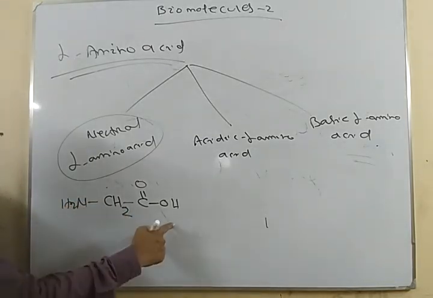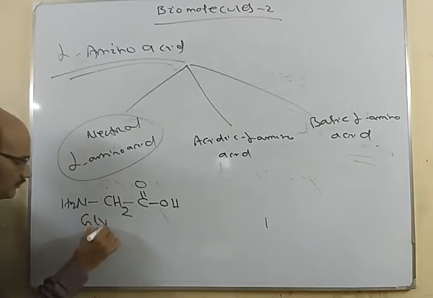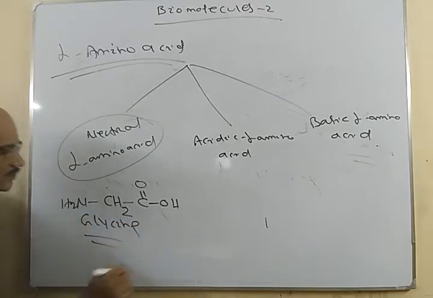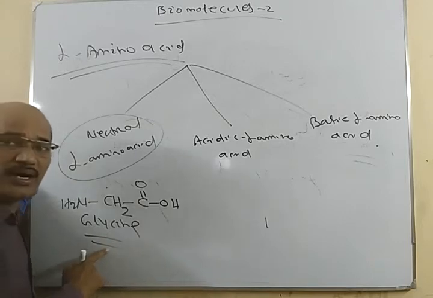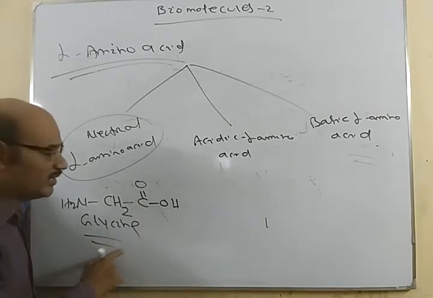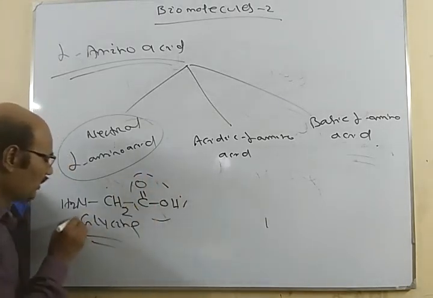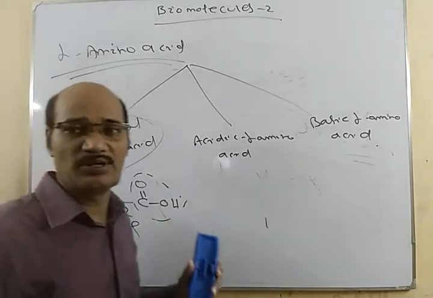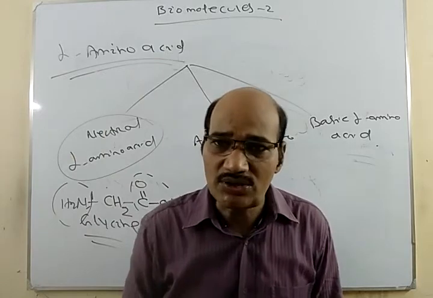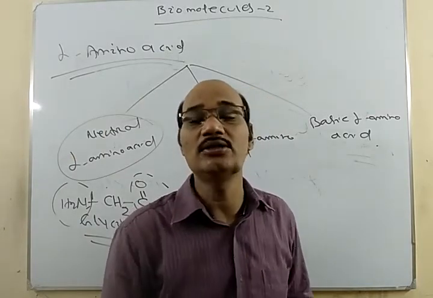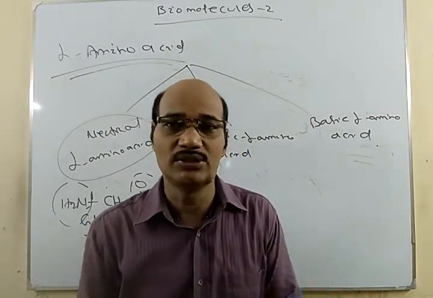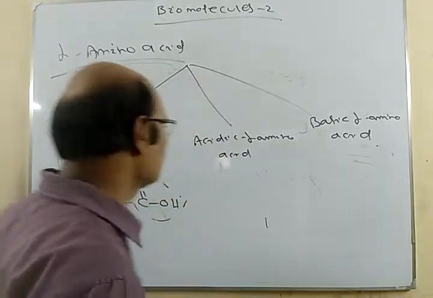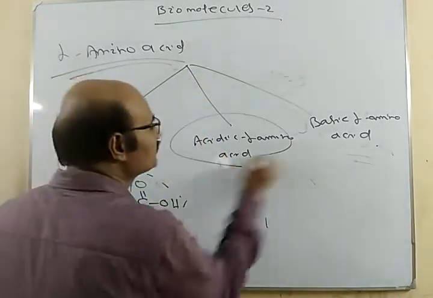CH2, NH2, CO. It's called glycine. So glycine is the alpha amino acid where we have only one COOH group and only one NH2 group. Those alpha amino acids which contain one COOH group and one NH2 group are called the neutral alpha amino acids. Clear? Now obviously, what will be acidic?